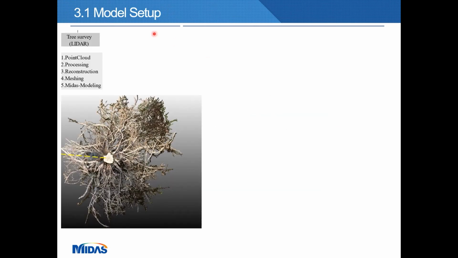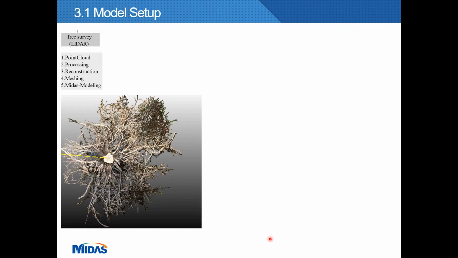So let's talk about the model setup. For each tree species that was analyzed, the actual root architecture was very different in terms of type, depth, and orientation. The root architecture, as you can see in the picture, was captured through laser scanning using a B-line 3D terrestrial laser scanner, or TLS. It is capable of providing data with an accuracy of 5 mm.